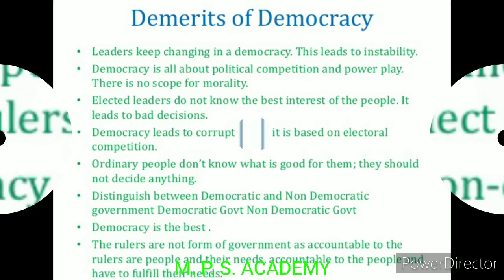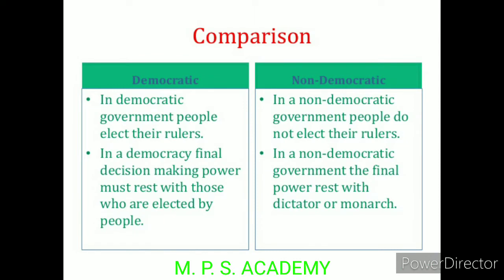Now let's compare between democratic government and non-democratic government. In democratic government, people elect their rulers. In a non-democratic government, people do not elect their rulers. In a democracy, final decision making power must rest with those who are elected by the people. Means जिसको चुना गया उसके पास decision making power होना चाहिए.